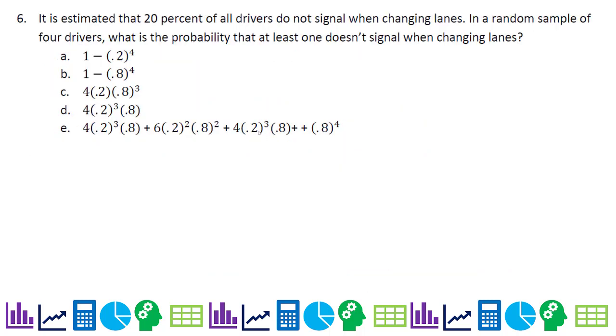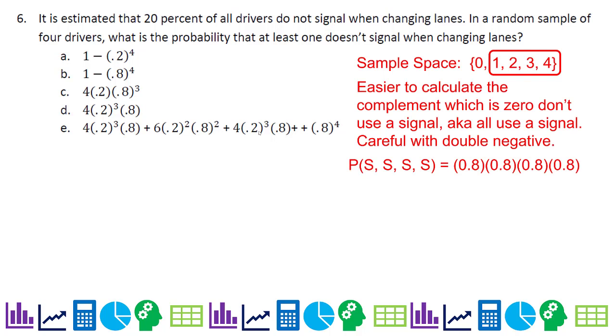Okay, question 6. It is estimated that 20% of all drivers do not signal when changing lanes. In a random sample of 4 drivers, what is the probability that at least one doesn't signal when changing lanes? So this is sort of like a double negative. And I've got some orders, so let me get my orders caught up. There we go. And I'll walk you through it.